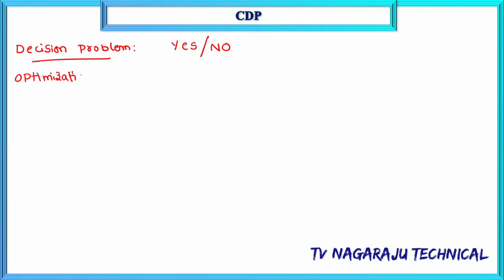Next, optimization problem. What is the need of optimization? Remember, for any problem, multiple solutions are there.